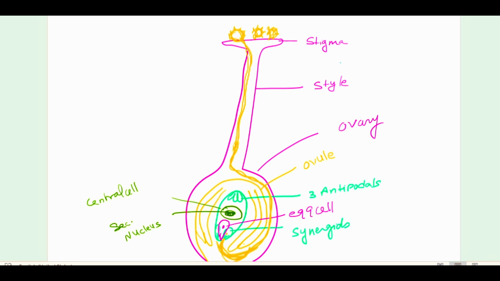Suppose this pollen tube is carrying what? This pollen tube is carrying two male gametes. So the two male gametes I am drawing with a different color. And these two male gametes are ultimately released inside the embryo sac. So these structures you can label on this side.